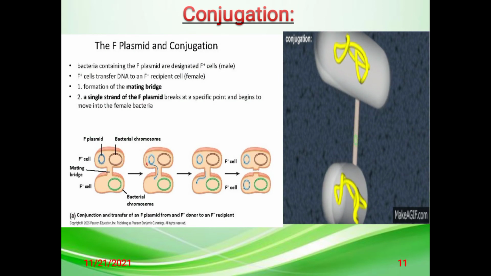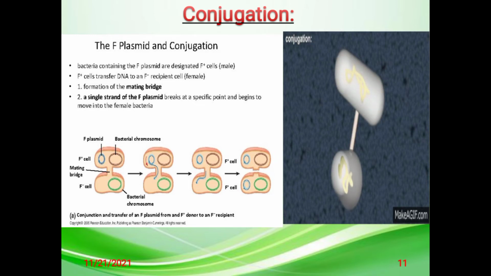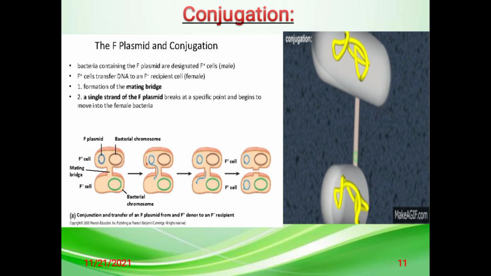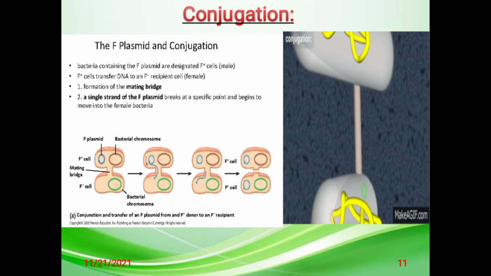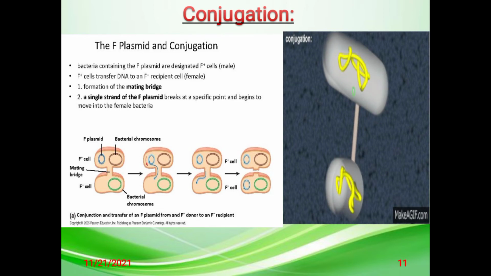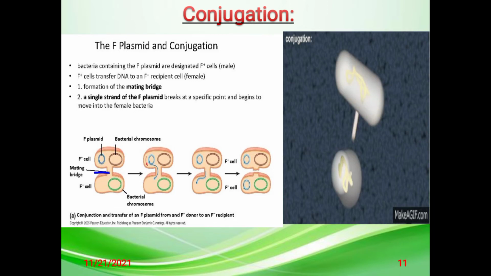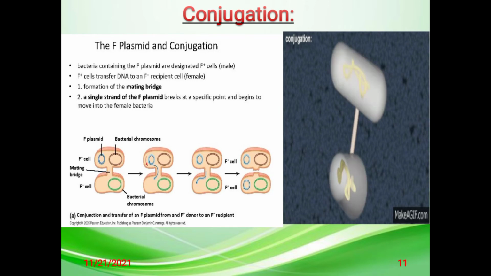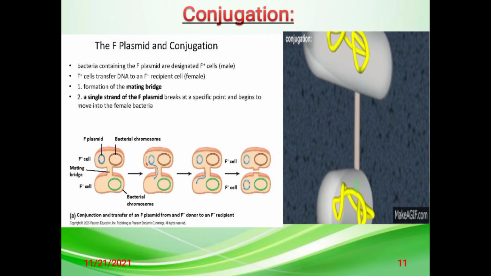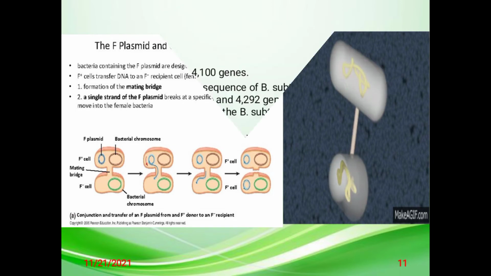Next, conjugation. Conjugation is a process by which one bacterium transfers genetic material to another by direct contact. Bacteria containing the F plasmid are designated F plus cells, meaning male. Then F plus cells transfer DNA to an F minus recipient cell, meaning female. Next, formation of the mating bridge. This bridge is called the mating bridge and conjugative tube. Then a single strand of the F plasmid breaks at a specific point and moves into the female bacterium, and this process is called conjugation.